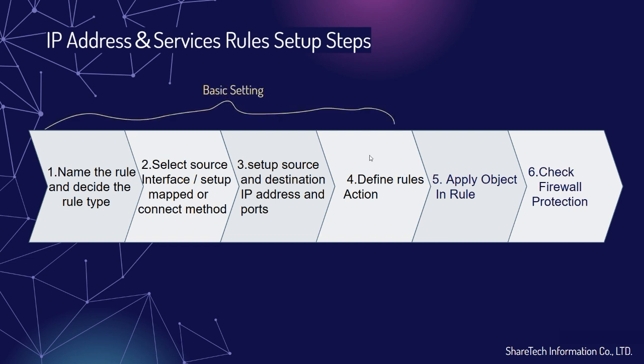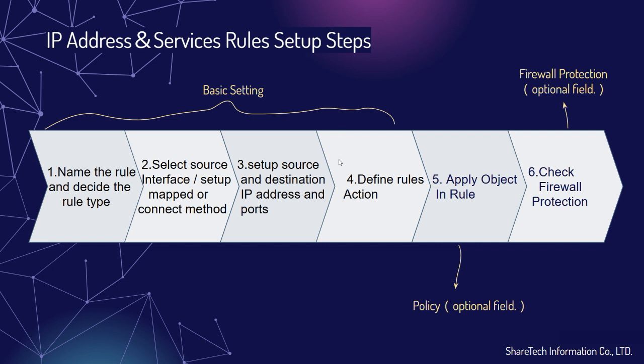The first 4 steps fall within the scope of basic settings for control rules. The 5th step is control items. The 6th step is firewall protection. The 5th and the 6th steps can be decided by the administrator whether to apply them. However, in the following operation demonstration, we will not perform the 5th step and the 6th step.